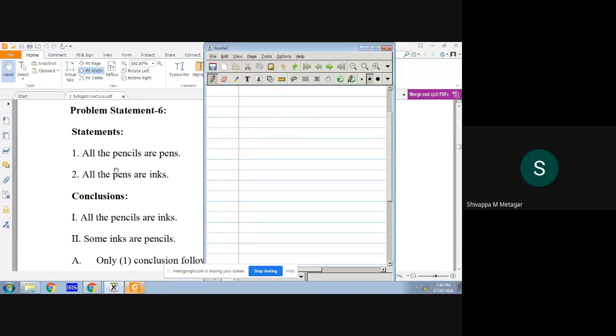Here, all the pens are pencils and all the pens are inks. Statement, conclusion they have given. All the pencils are inks, some inks are pencils. First you can draw the Venn diagram, then you can come to the conclusion. We have to draw the Venn diagram based on the given statements.